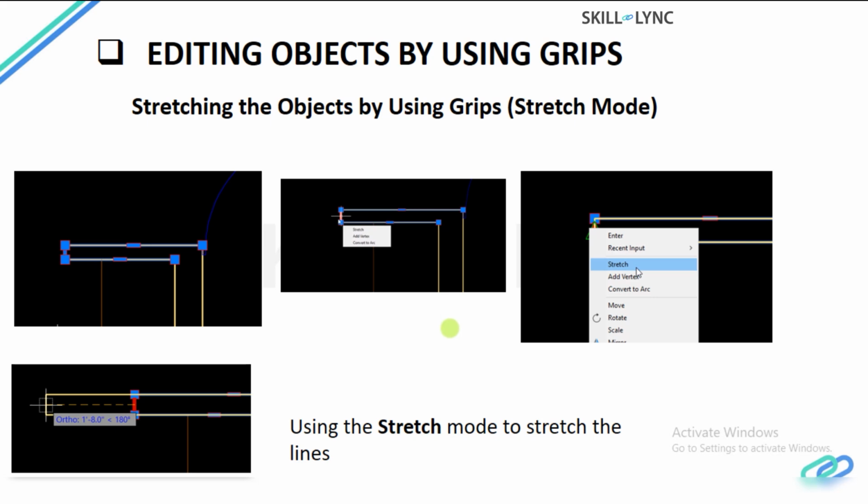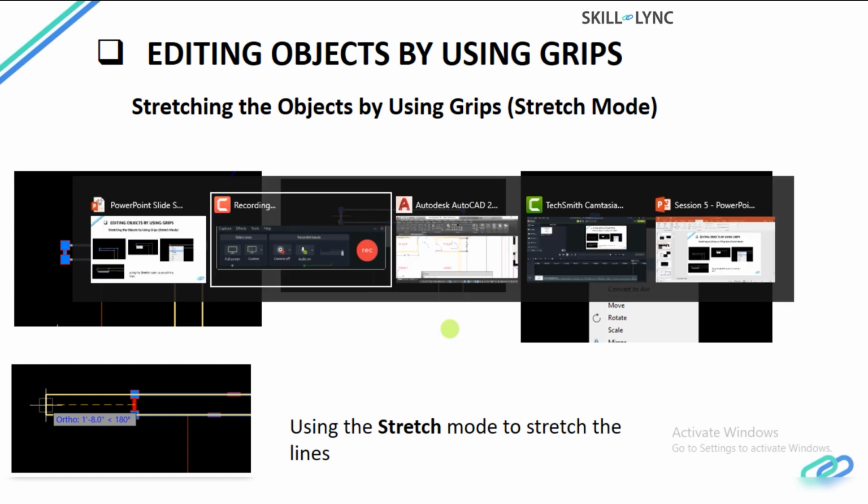So, editing objects by using grips. By using grips, you can edit objects in various ways. One way of editing objects using the grip is by using the stretch mode. So let's see how an object can be stretched using the grips. Here is an example in the drawing.